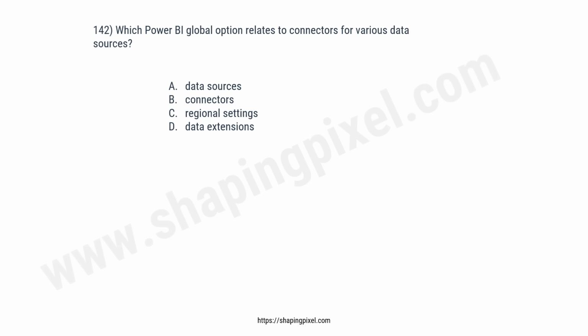So question number 142. Which Power BI global option relates to connectors for various data sources? And we have four options: data sources, connectors, regional settings, data extensions. So the right answer here is option D, data extensions. So data extensions relate to connectors for various data sources.